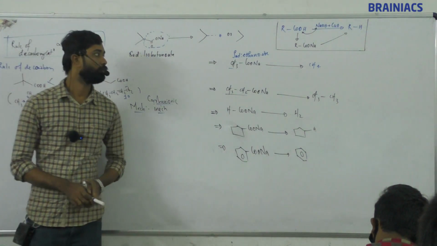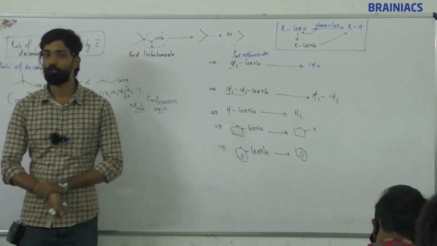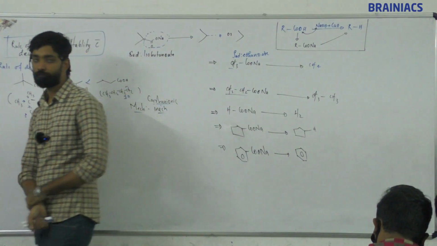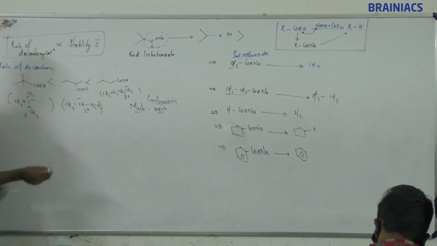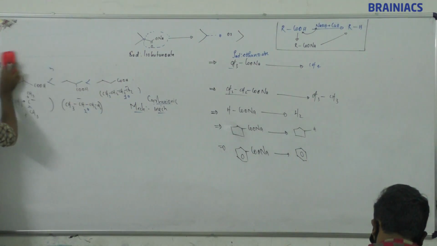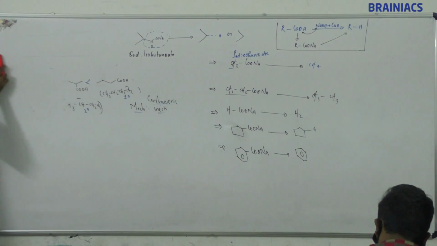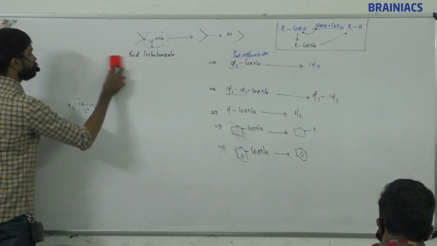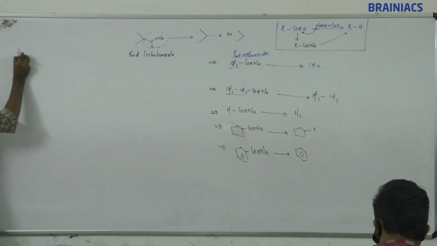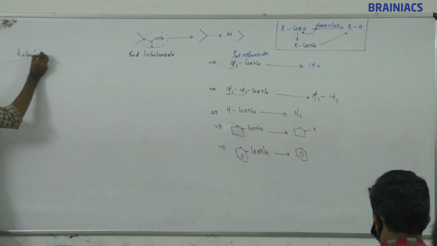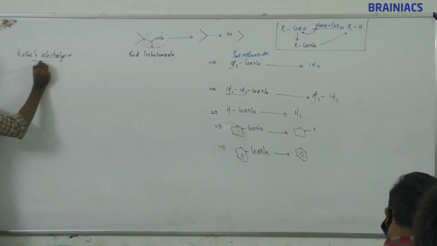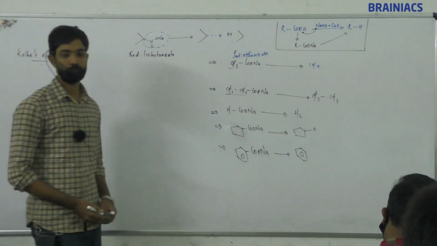So about decarboxylation using soda lime. One more preparation of alkane is the last method, called Kolbe electrolysis.